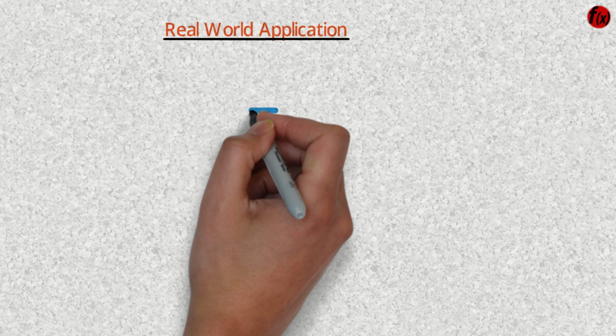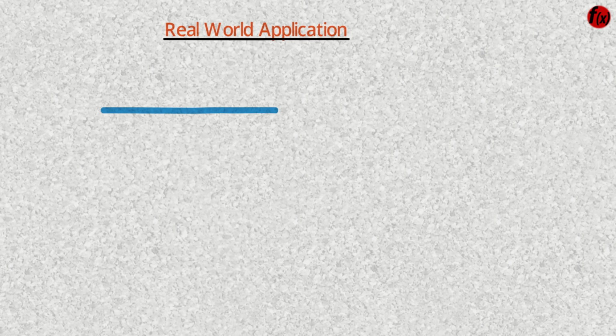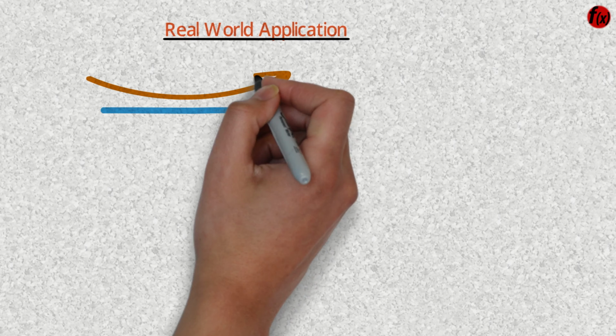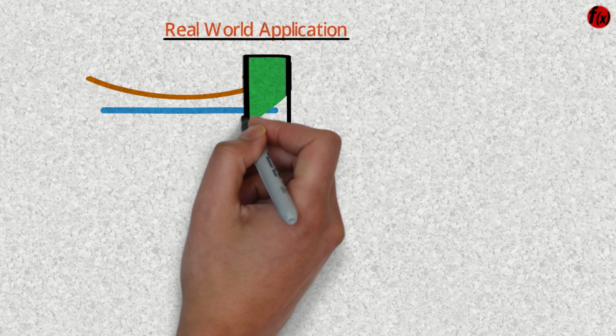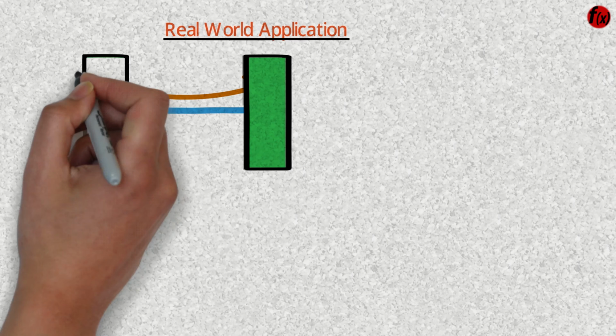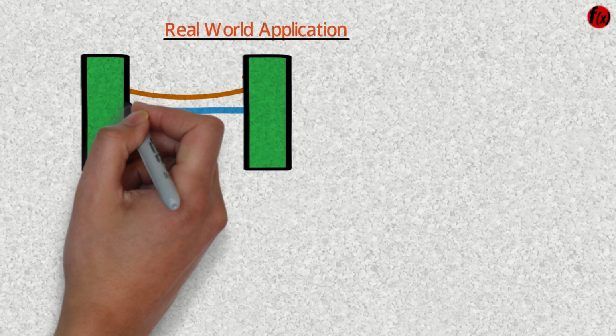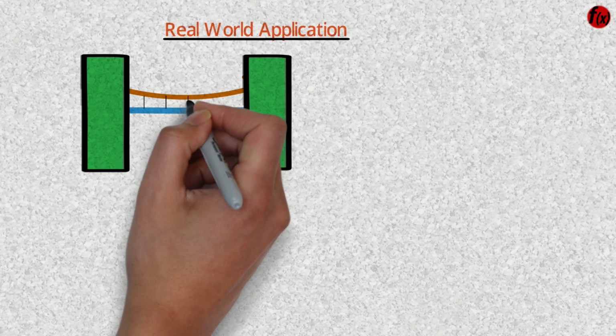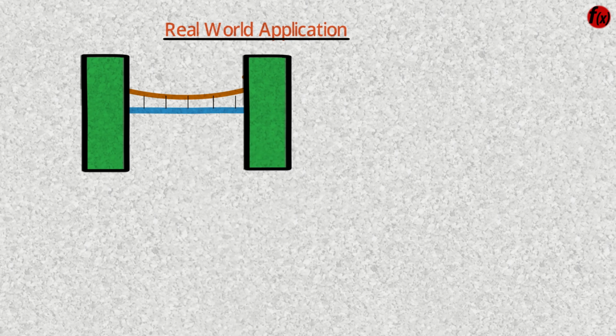Design of a suspension bridge. The bisection method can be used in the design of a suspension bridge to determine the optimal sag of the main cables. Problem statement: the main cables of a suspension bridge are suspended between two towers, and their shape can be modeled using a catenary curve.